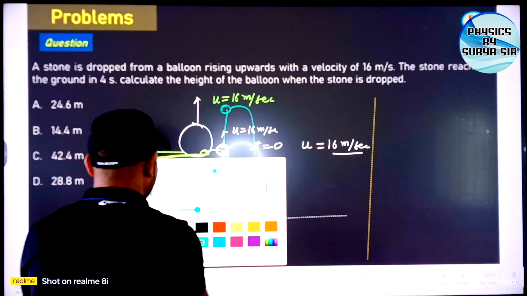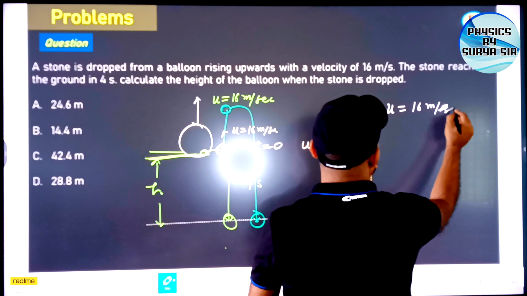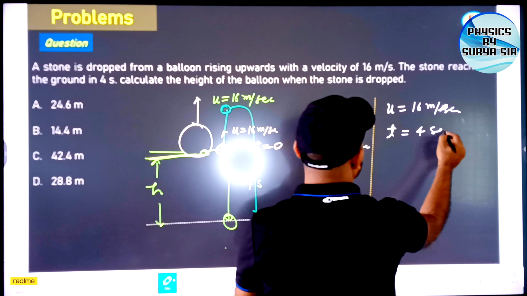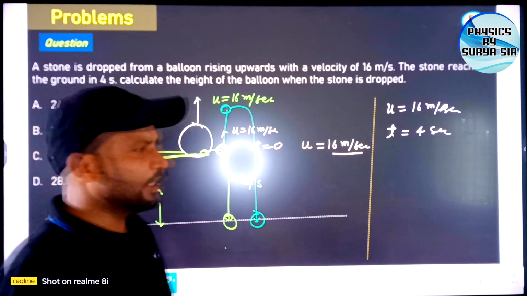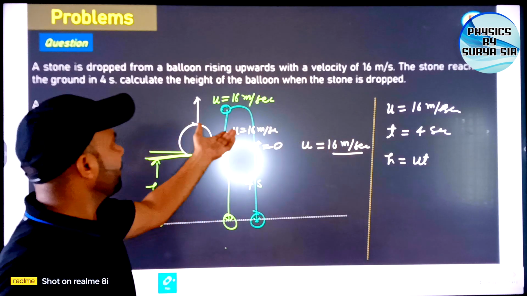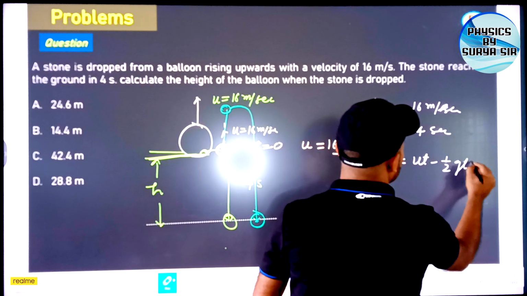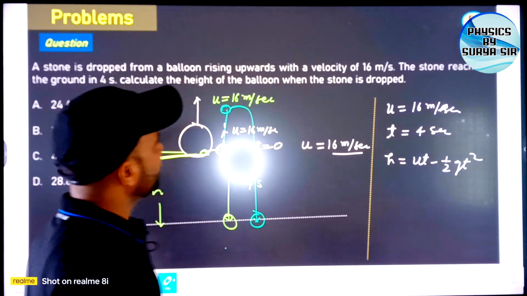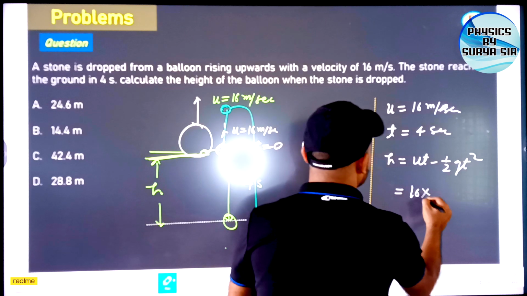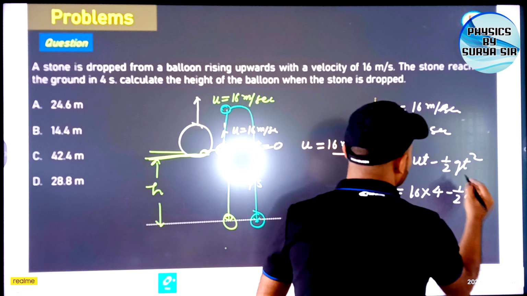How can we solve? We have the initial velocity u, 16 meter per second. Time t is given, t is equal to 4 seconds. So how much displacement will be there? Displacement h is equal to ut minus half gt square, because the object is moving upward and g is downward. So u is 16, t is 4, minus half g.